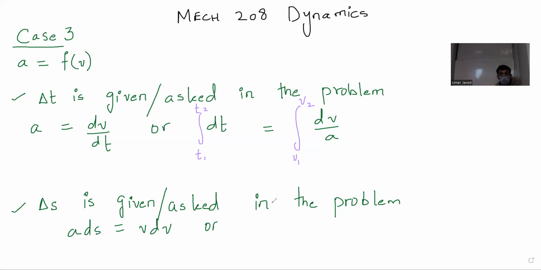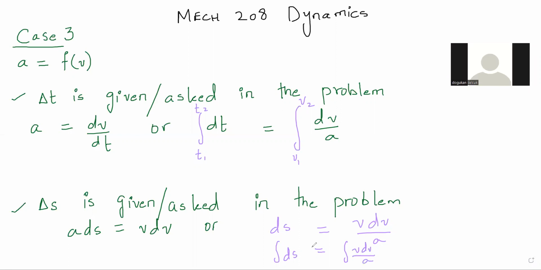Done. Now all you have to do is just start playing with it. Look, now A is a function of velocity, so it makes sense. ds equal to v dv over A. Question is a game over. Do an integral, and then I have the integral of v dv over A. Is it visible? Yes. So what will be here? There will be S1, S2.